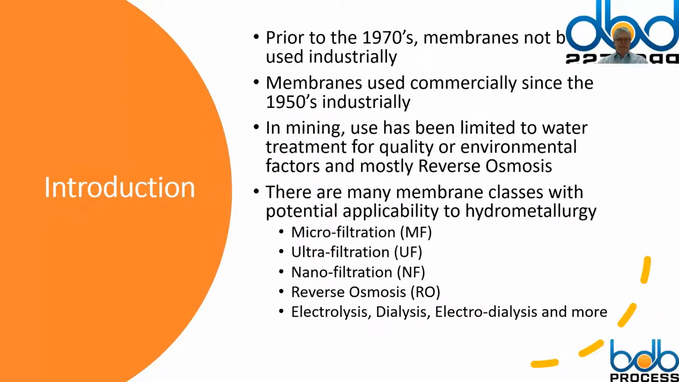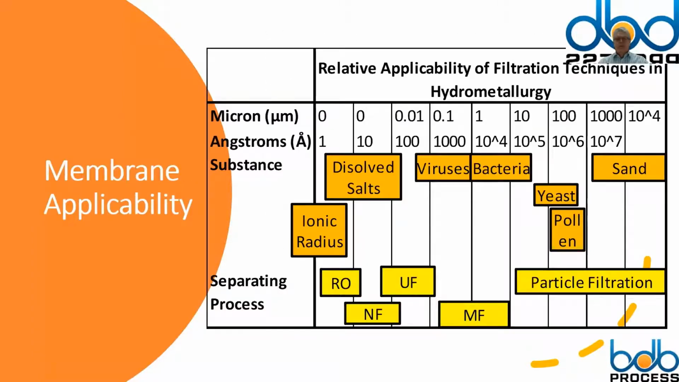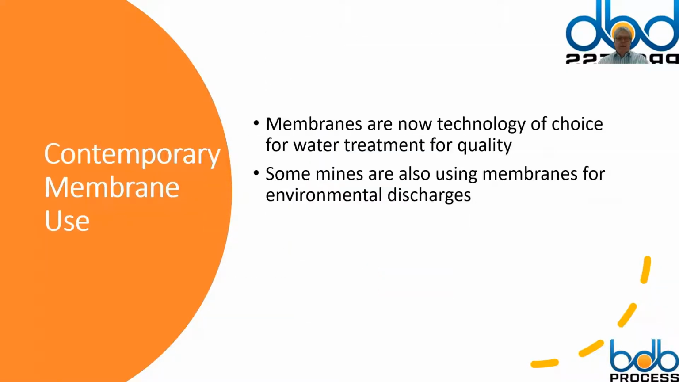So in terms of contemporary membrane use, membranes really now, I think, is certainly the mining sector, a technology of choice for water treatment for quality. And by that I mean, if we want drinking water, or if we want domestic water, or if we need high purity water for reagent makeup or somewhere in process, RO really is the go-to.